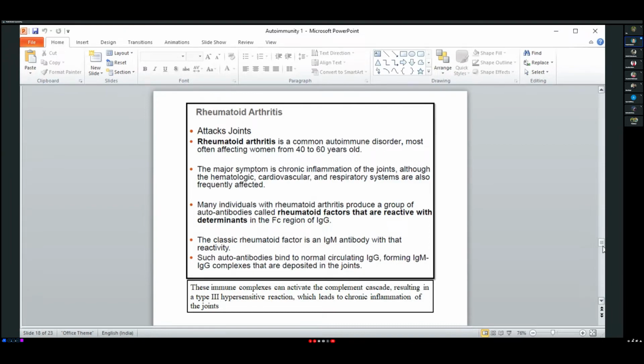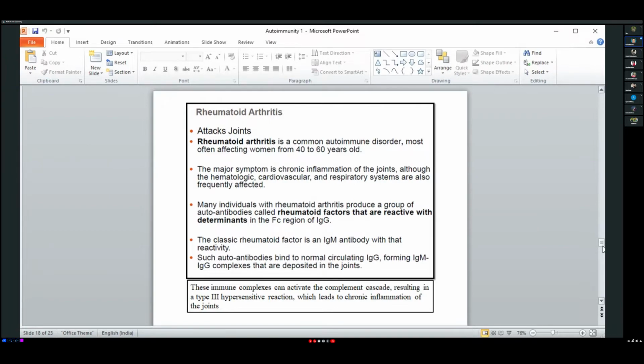Most often it affects humans between 40 to 60 years of age, and you see how it happens and why it happens. What happens here is that many individuals with rheumatoid arthritis produce a group of autoantibodies which are known as rheumatoid factors. They react with the Fc region of the IgG.